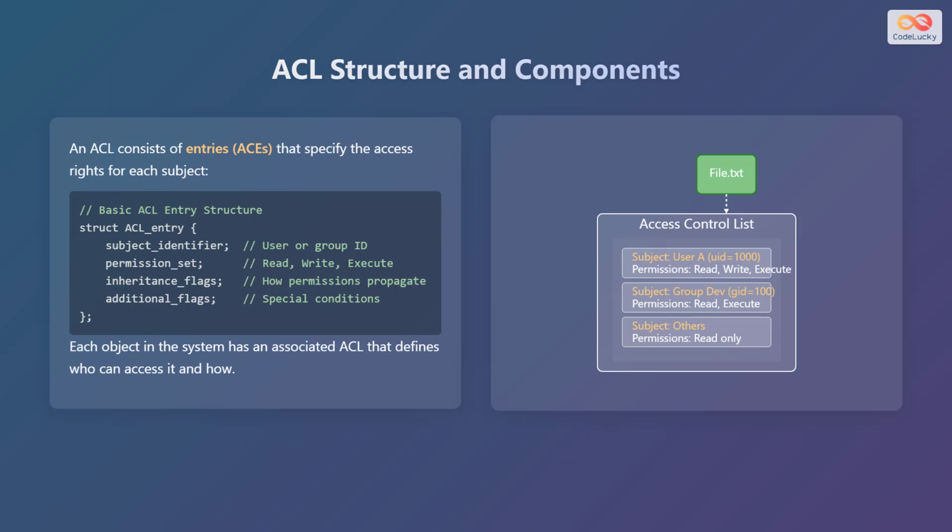An access control list consists of entries, also known as ACEs, which specify the access rights for each subject, such as a user or a group. Here is a basic access control list entry structure. It includes a subject identifier, which is the user or group identification. The permission set specifies what actions the subject can perform, such as read, write, and execute. Inheritance flags determine how permissions propagate to child objects like subdirectories. Additional flags allow for special conditions or exceptions to be set. Each object in the system has an associated access control list that defines who can access it and how.